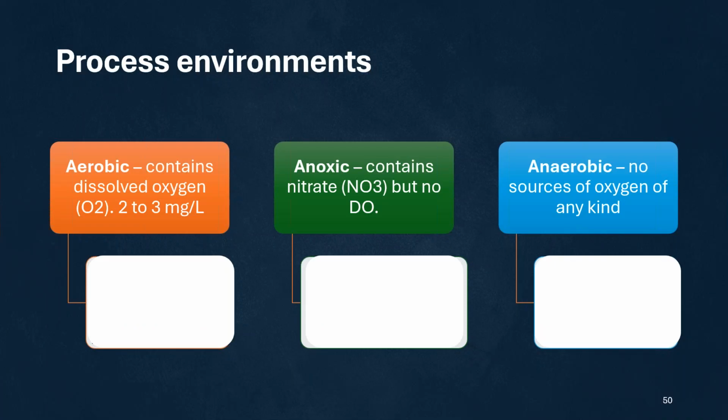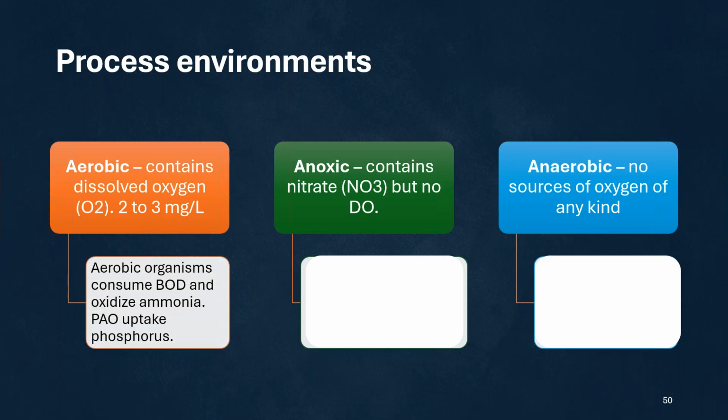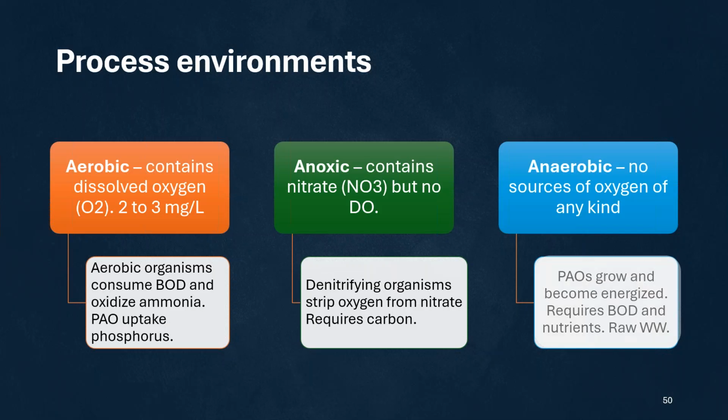And so the process environments that we've been talking about here: aerobic, we're looking at 2 to 3 milligrams per liter of oxygen, and we're consuming BOD and oxidizing ammonia and allowing uptake of phosphorus by the phosphorus accumulating organisms. In the anoxic environment, we have only nitrate as a source of oxygen. There's no DO, and that allows denitrifying organisms to strip oxygen from the nitrate. It requires some form of carbon, BOD, methanol. And in anaerobic, there's no source of oxygen of any kind, which allows those PAOs to grow and become energized.